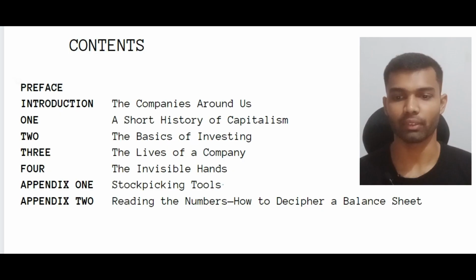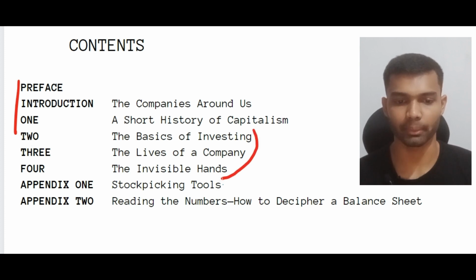In our first video, we saw the preface, introduction and the first chapter, the history of capitalism. And in our second video, we saw the basics of investing and the lives of company and the investable grants. Now we are going to see the Appendix 1 and 2.